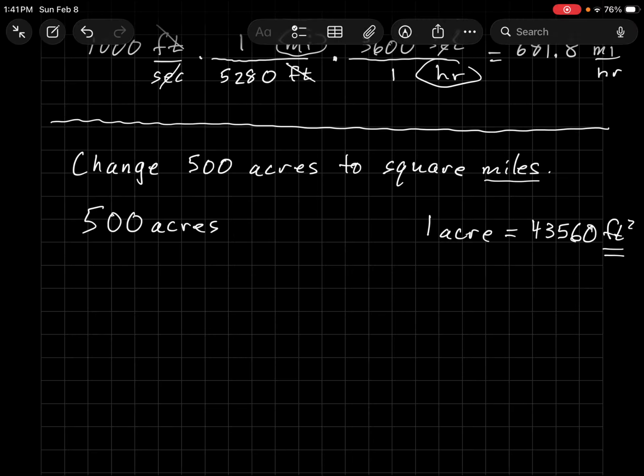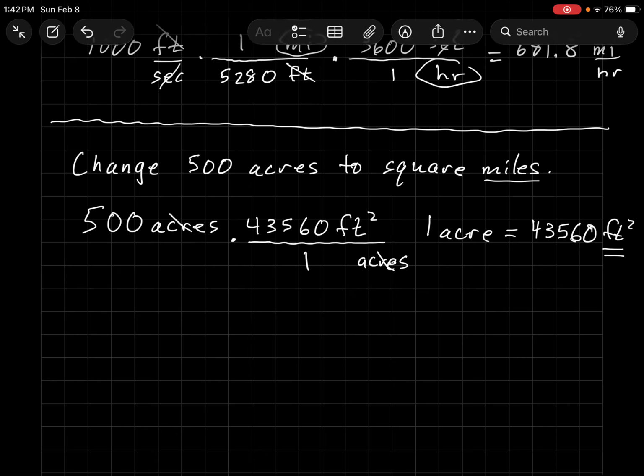Now, how should I set up the fraction here? Because we're going to multiply by a fraction. Well, I want acres to cancel. Since it's in the numerator, I want the multiplication factor here to have acres on the bottom so that they cancel. So I can put 1 acre, or 1 acres, just so my words match. In the top, I have 43,560 feet squared.